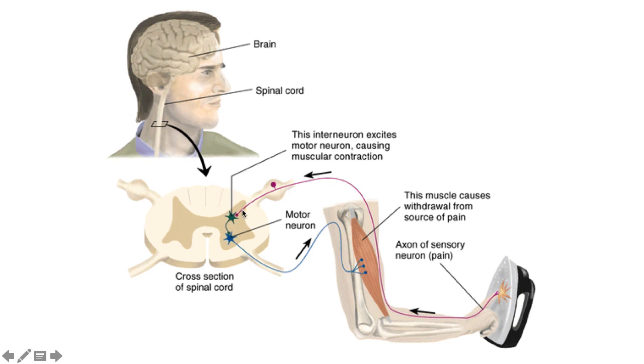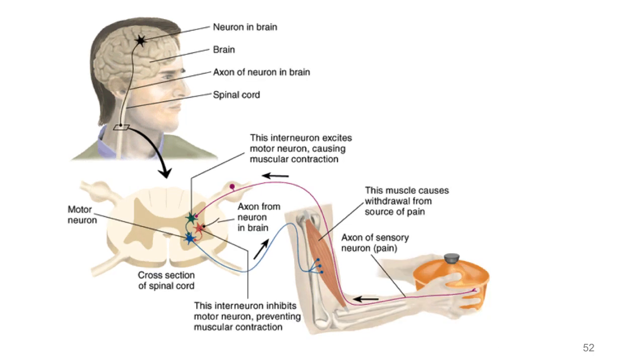The somatosensory neuron, in order to excite the interneuron, will release the neurotransmitter glutamate. The interneuron, in order to excite the motor neuron, will also release the neurotransmitter glutamate. When the motor neuron fires an action potential, it will release the neurotransmitter acetylcholine, which will then bind to nicotinic acetylcholine receptors on the muscle cell at the postsynaptic site of the neuromuscular junction.